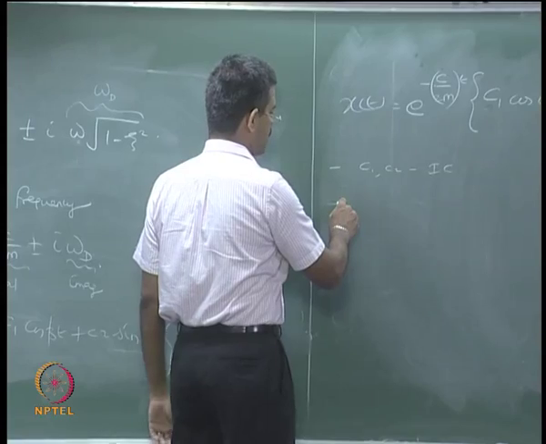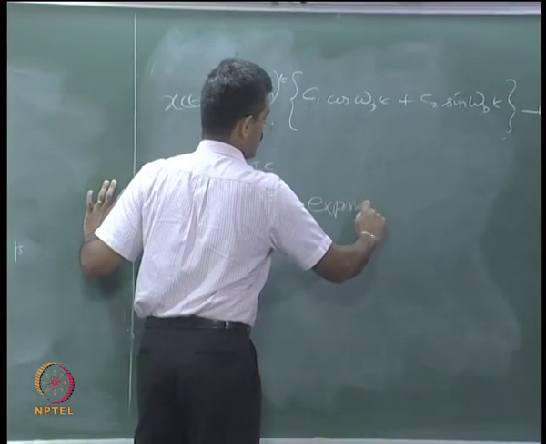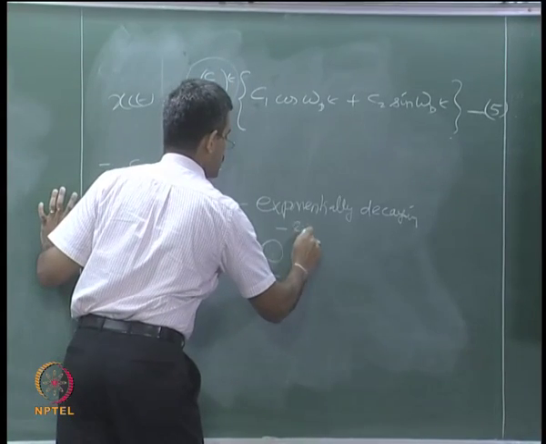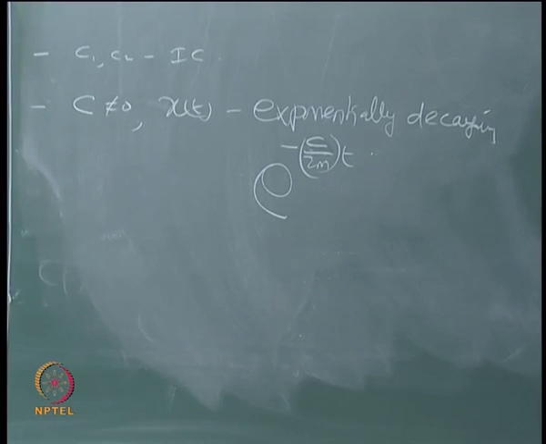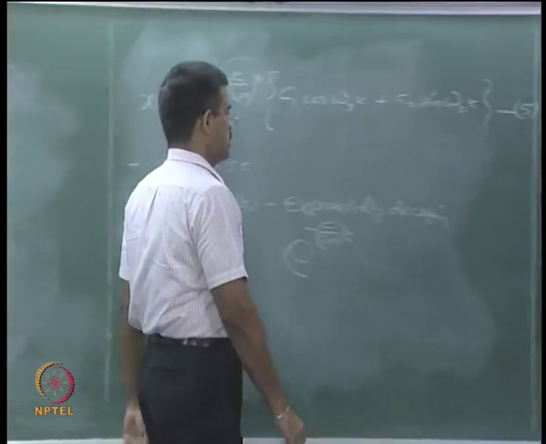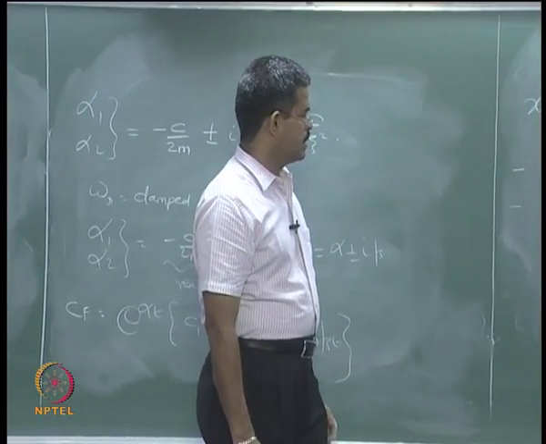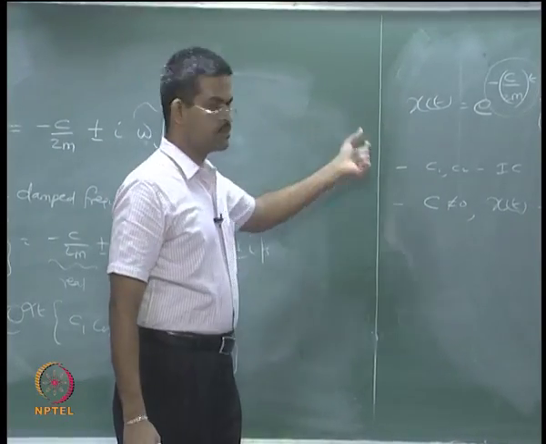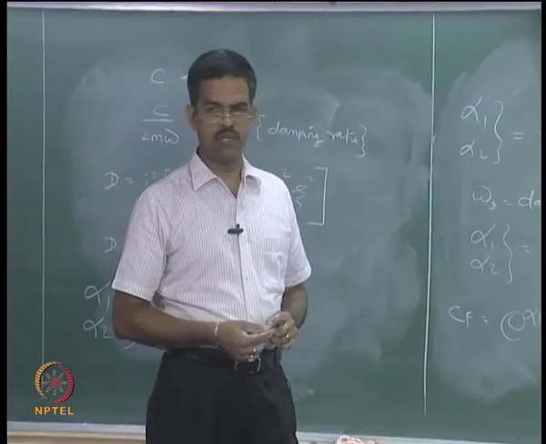What I see here is the moment I introduce damping, when c is not 0, the response x of t is again exponentially decaying, because of this term, e to the power of minus c by 2m of t. So it is exponentially decaying, which is again a realistic representation of the behavior of the spring mass system under free vibration. Now I want to explore this response in detail and see how it looks on successive peaks, because that is very important for me to estimate the value of damping. Let us see how we do that.